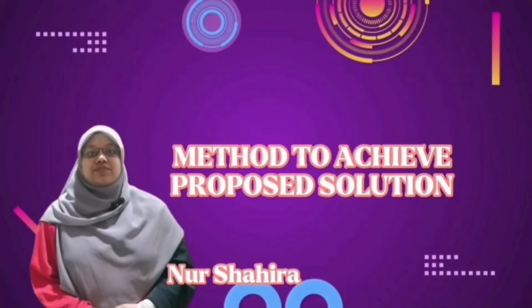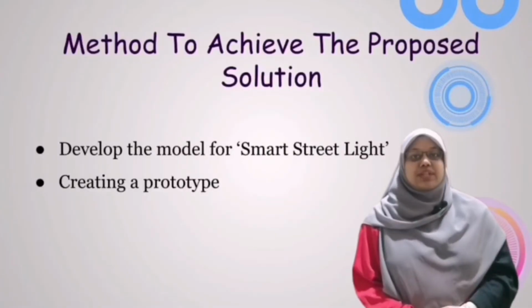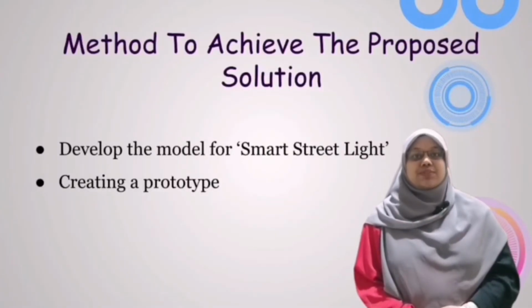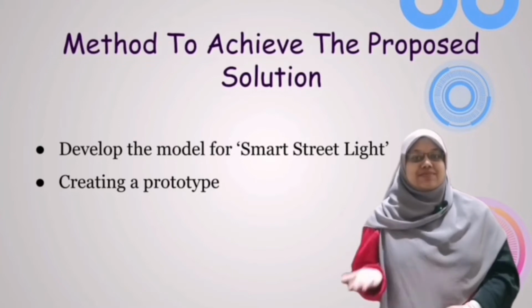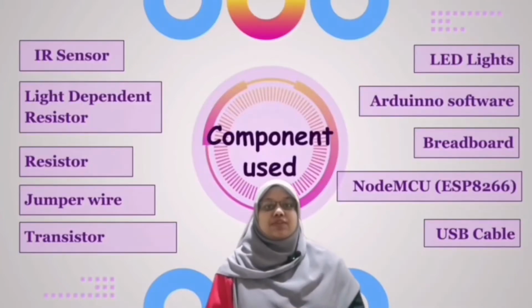Now is the method to achieve the proposed solution. Firstly, we develop an idea to create a model called Smart Street Light so that we can solve our problem. After that, we created a prototype for this model. The video of the prototype will be shown at the end of this video. The components used for the prototype are IR sensor, light-dependent resistor, jumper wire, LED lights, Arduino software, breadboard, Node MCU ESP8266, and USB cable. All of these components have their own function.